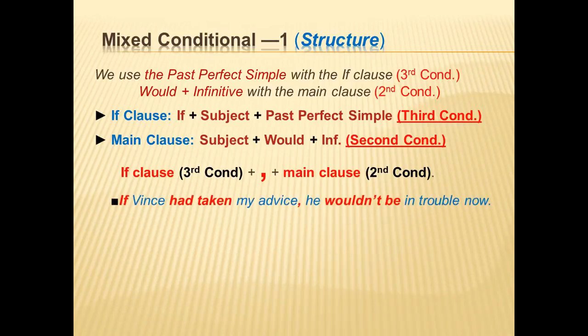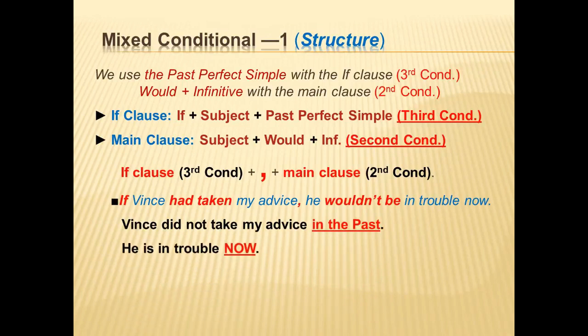And if you use if first, you have to use a comma, as I have mentioned in the previous video. For example, if Vince had taken my advice, he wouldn't be in trouble now. Vince did not take my advice in the past. He is in trouble now. And you have to know that you can use would, could, should, or might for mixed conditional one.